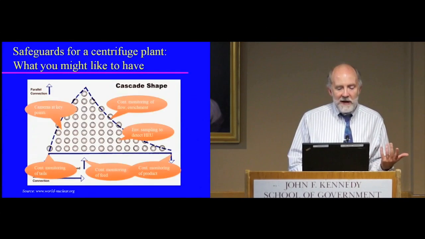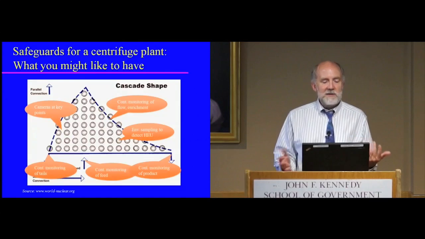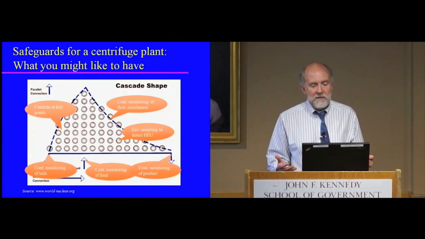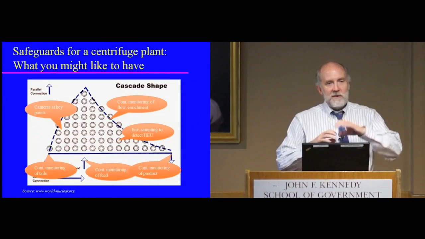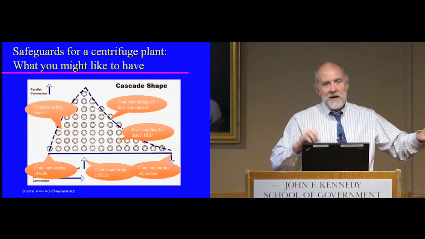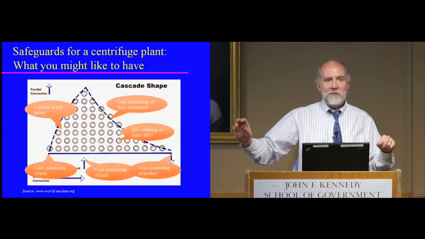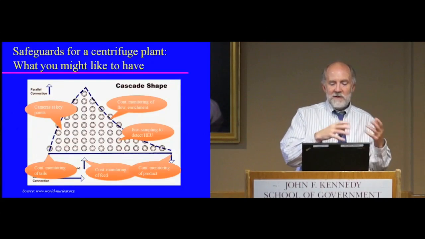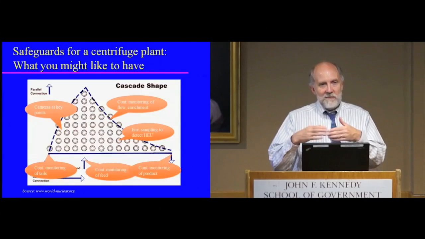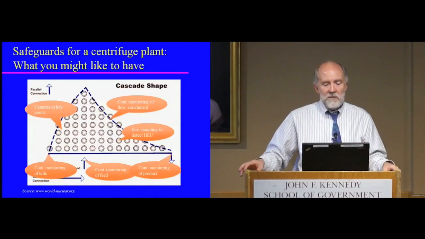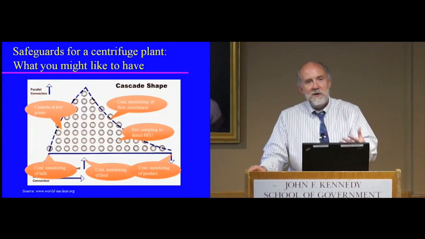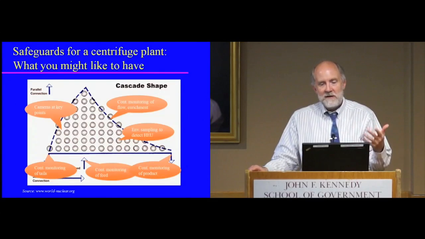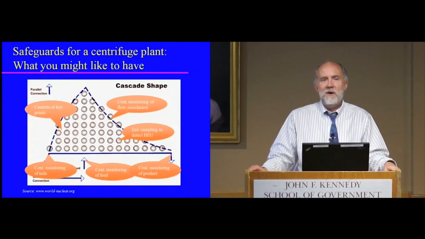Now you would think that at a centrifuge plant you'd have continuous monitoring of the feed going in, continuous monitoring of the tails coming out, continuous monitoring of the product coming out, maybe continuous monitoring of the flow and the enrichment level within the cascade, cameras at key points, and environmental sampling within the plant to detect highly enriched uranium. I'll talk more about environmental sampling in a moment.